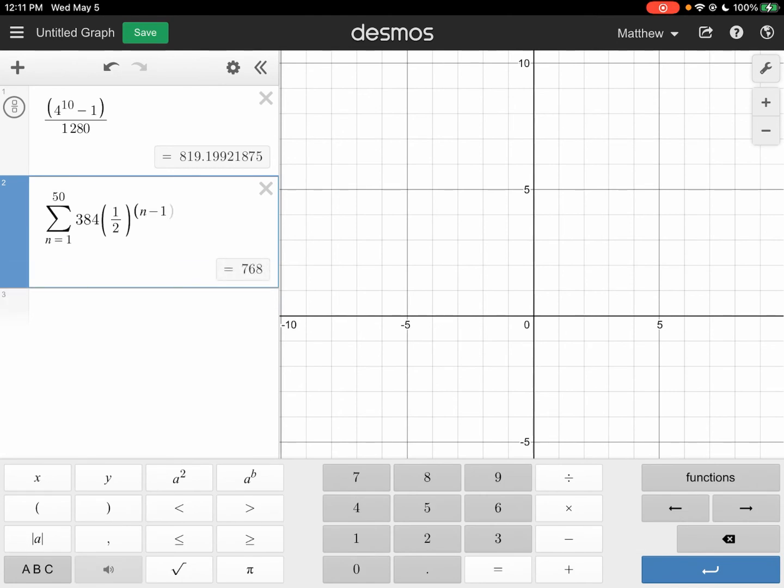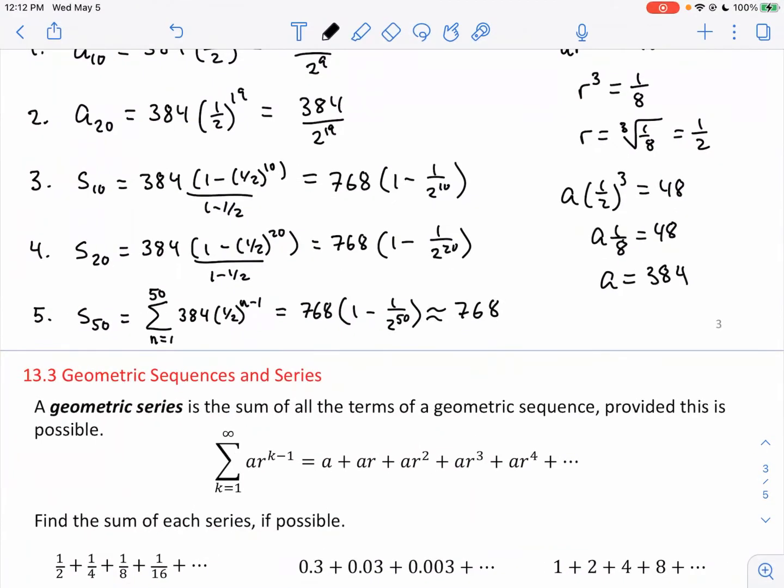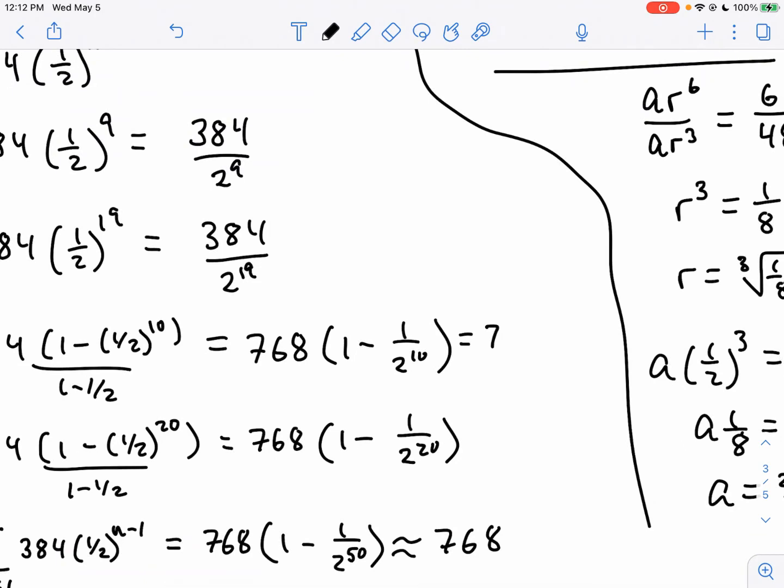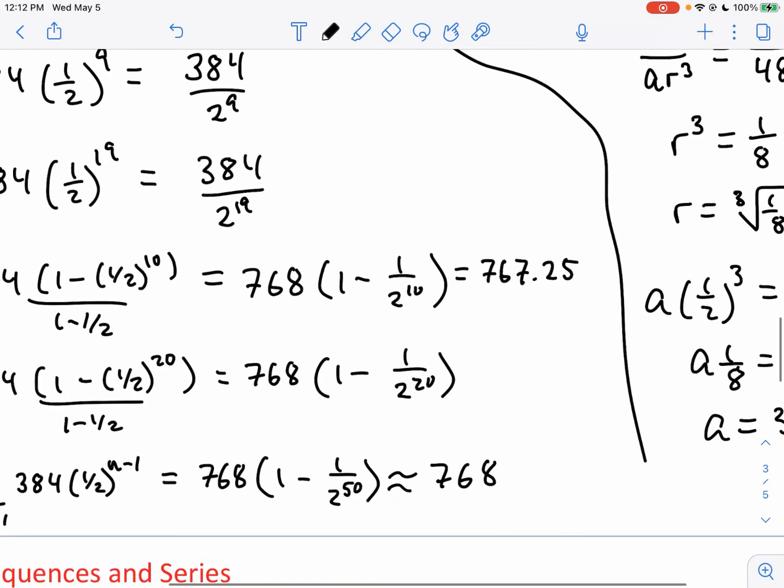Okay, now notice that Desmos is giving us an answer that's effectively 768. This is not exact. Desmos is giving us a rounded answer because the answer is so close to 768 that, given the number of digits it rounds to, it's effectively 768. Now, if we were to change our upper number here and do the sum of the first 10 terms, notice what we get is an answer, 767.25. So let's enter that in our work over here. The sum of the first 10 terms turned out to be 767.25. Look how close we already are to 768.